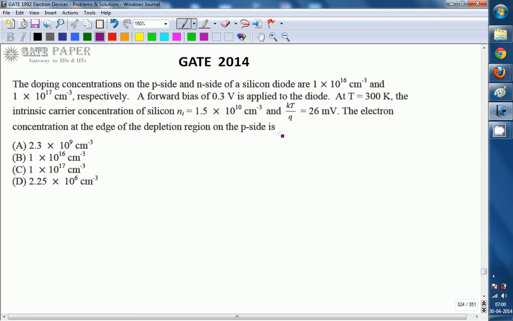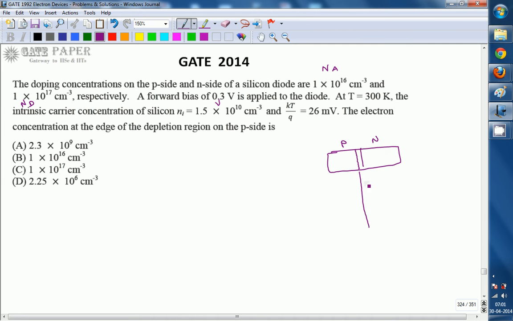If you look at this, what was given is the doping concentration on the P side, which is Na. The doping concentration on the N side is 1 into 10 power 17, which is Nd. The forward bias voltage V is 0.3 volts, and at room temperature the intrinsic carrier concentration and thermal voltage are given. We are going to calculate the electron concentration at the edge of the depletion region on the P side. Assume we are working with a PN junction. This is the P side, this is the N side, and this is the depletion region between them.